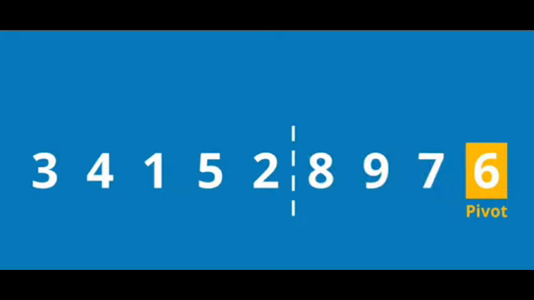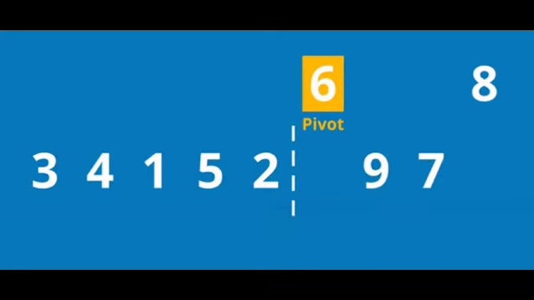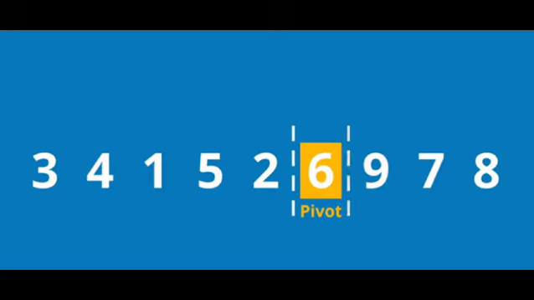Then swap the right side element with the pivot. For example, here 8 is swapped with 6. Now repeat the process with the left subarray where the pivot would be 2. Continue the process till the left subarray is sorted.